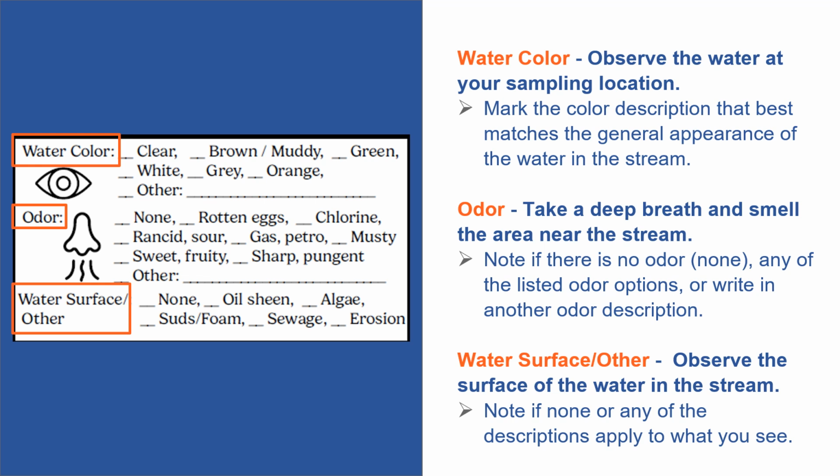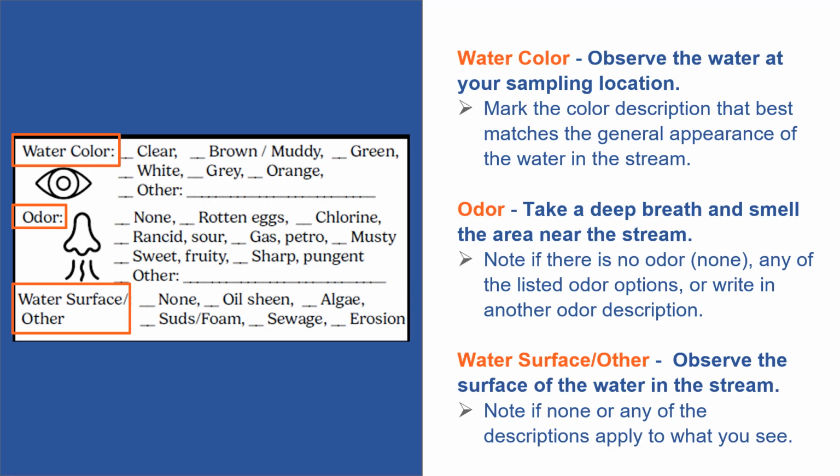Next, you'll be using your senses to observe various qualities in the stream environment. First, take a look at the color of the water. Hopefully, it's clear. However, it may be one of the other colors listed here, or you have the option to add another color description. Mark which color is most appropriate.